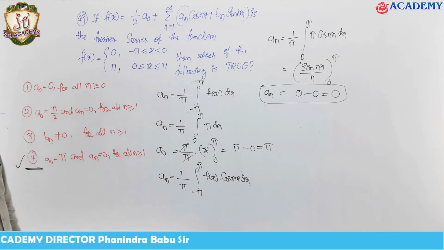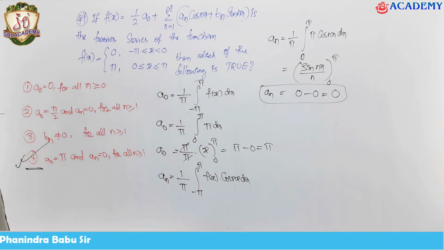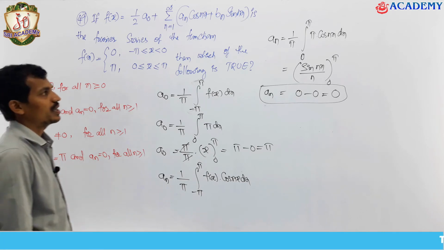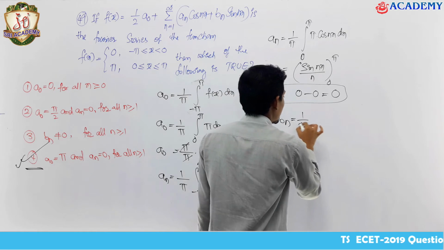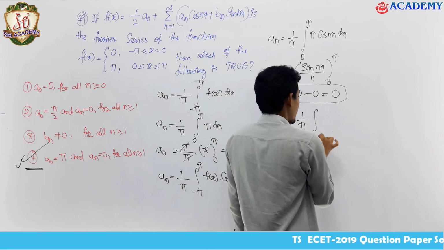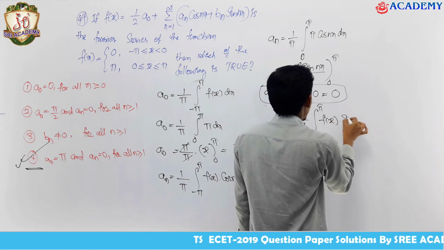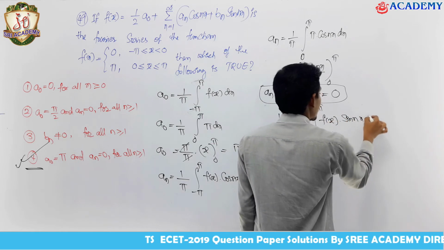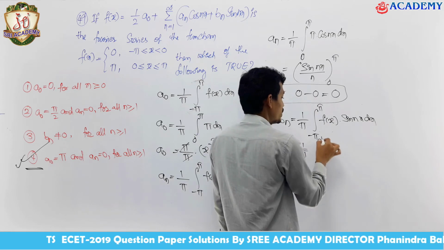If you want you can find bn also, no problem, but already you got your answer. Which of the following is true? This is the true one. You can find bn also, bn is going to be what? 1 by pi integral minus pi to pi f of x into sin nx dx, that is 1 by pi integral, it's going to be 0 to pi only.